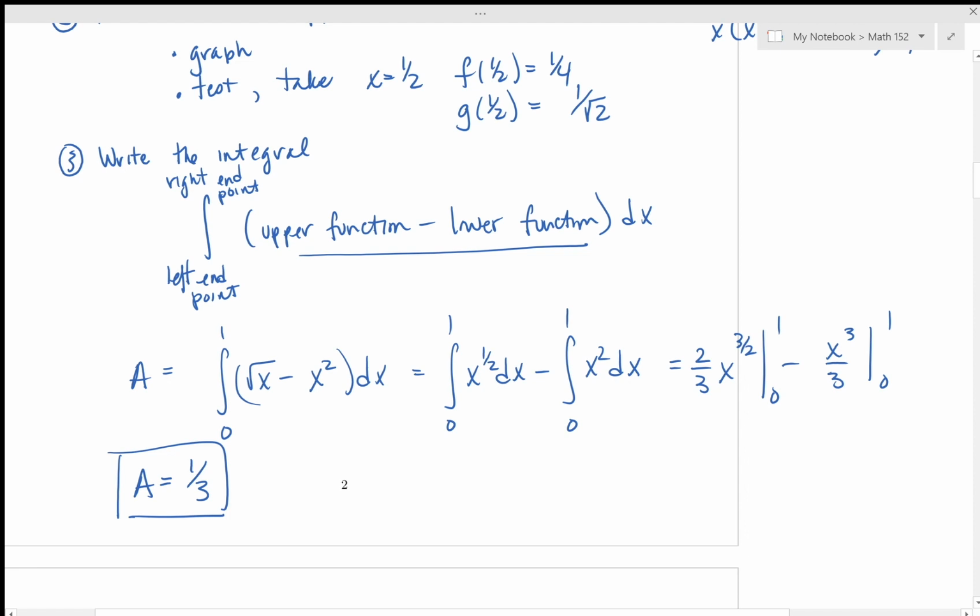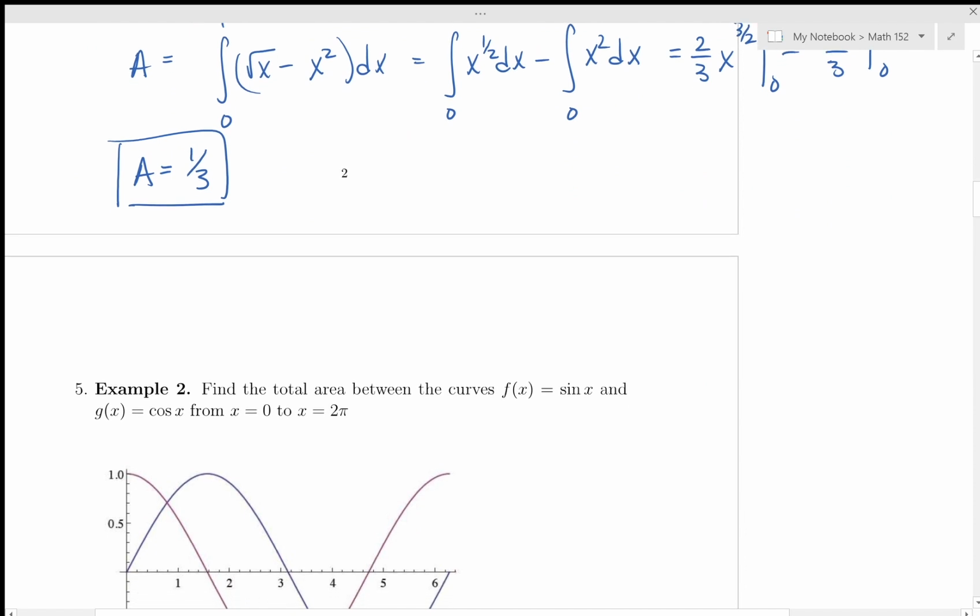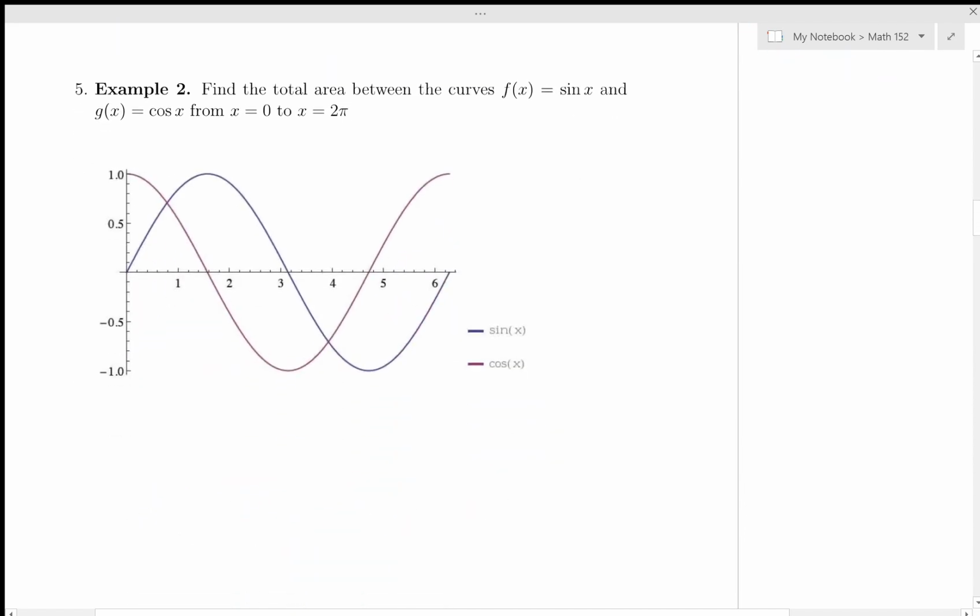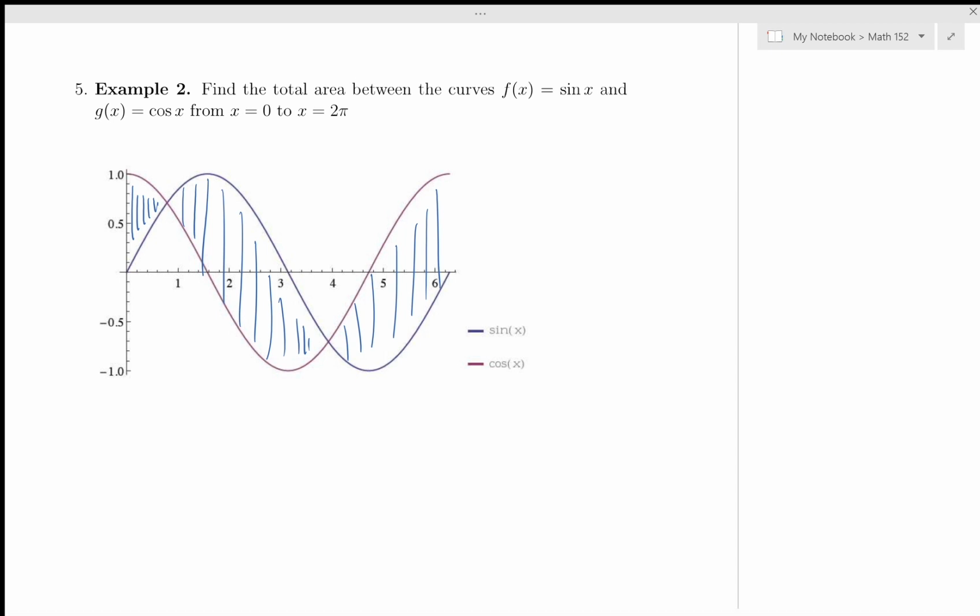Let's do one more example where we see what we have to be careful about when we're doing this. We want to find the total area between the sine and the cosine curve from 0 to 2 pi. So that means we want to find this area here, this one plus this one plus this one. The red line is the cosine, the blue or darker, almost black line is the sine. So we've got the two curves there and we want to find the area between them.